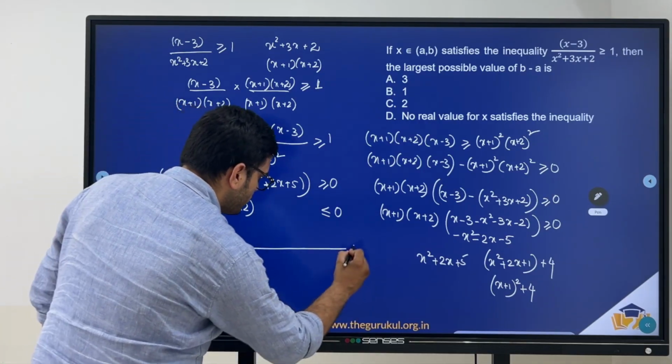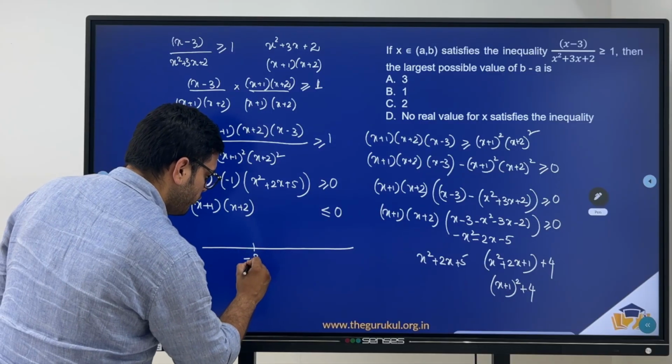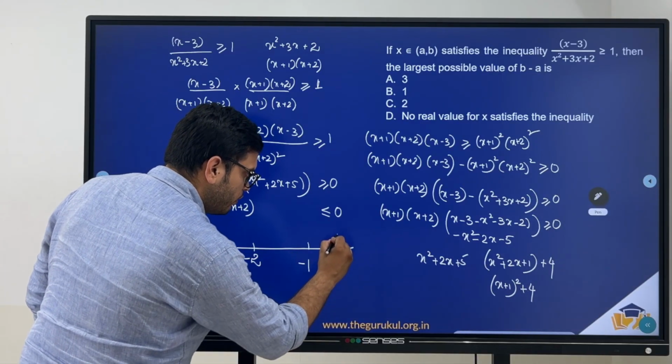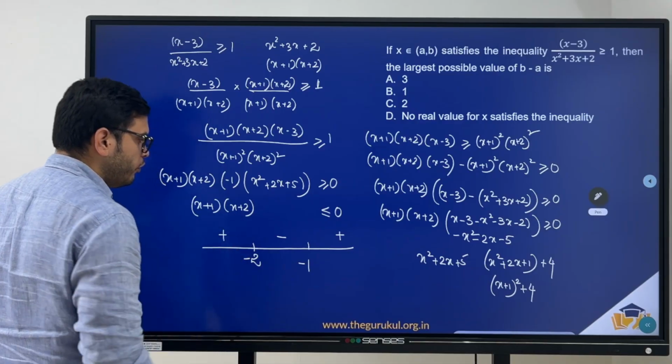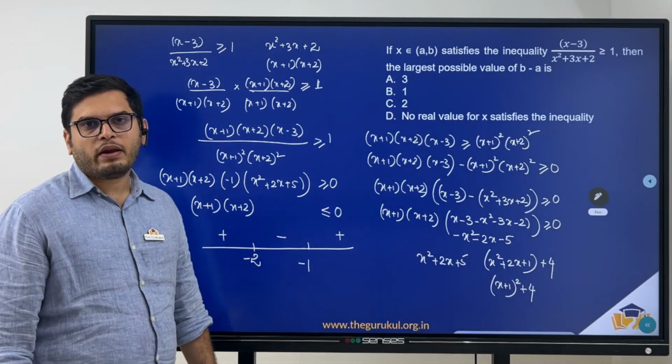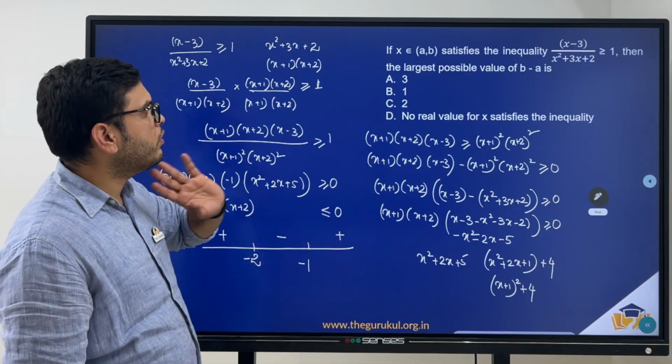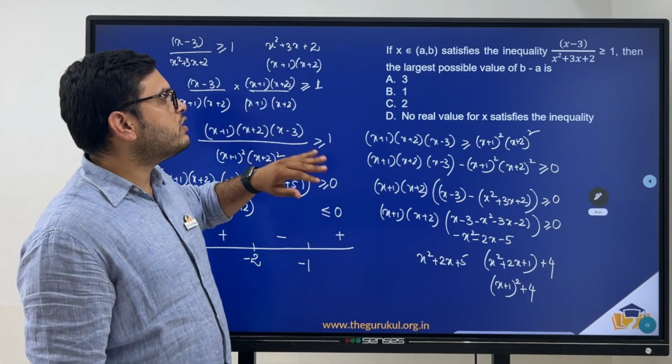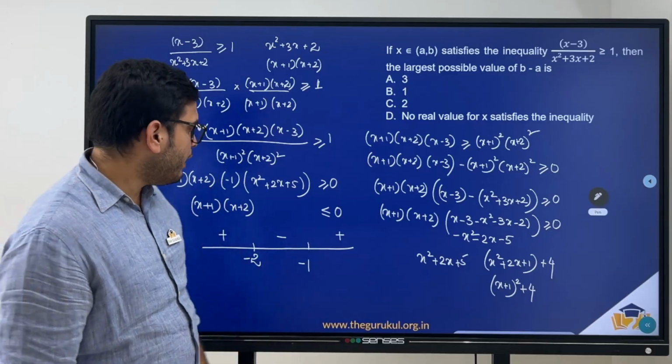So that means minus 2, minus 1: positive, negative, positive. The product of these two is negative when the values are between minus 1 and minus 2. Now what was asked, right? We are asked to find the largest possible value of b minus a.